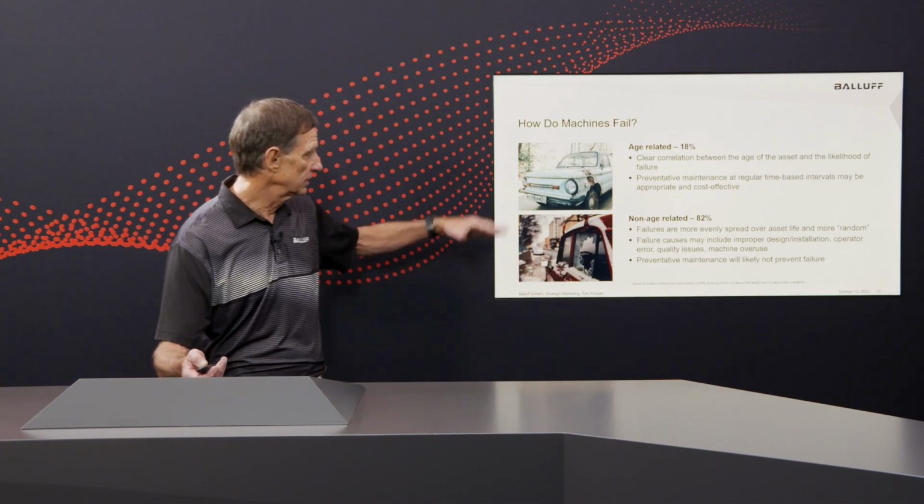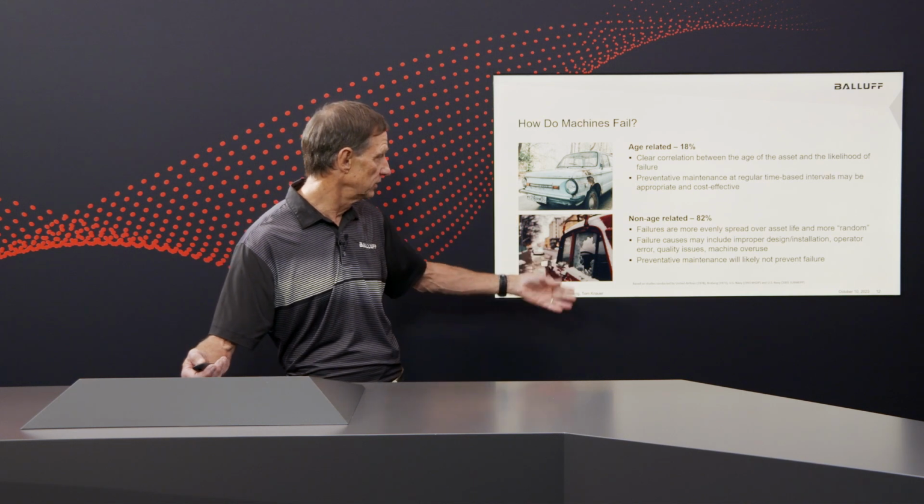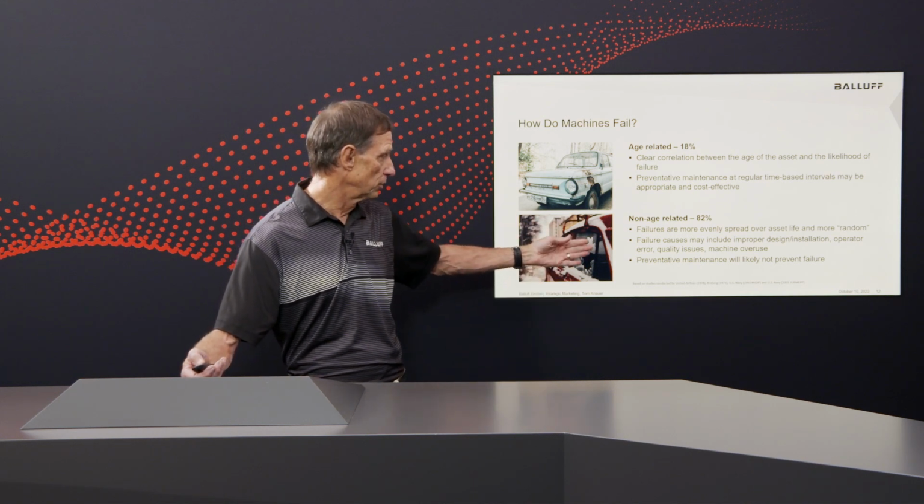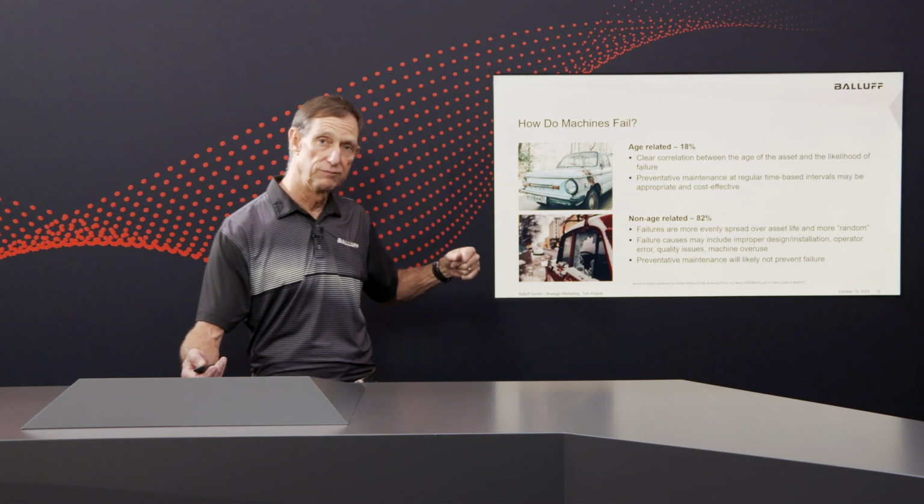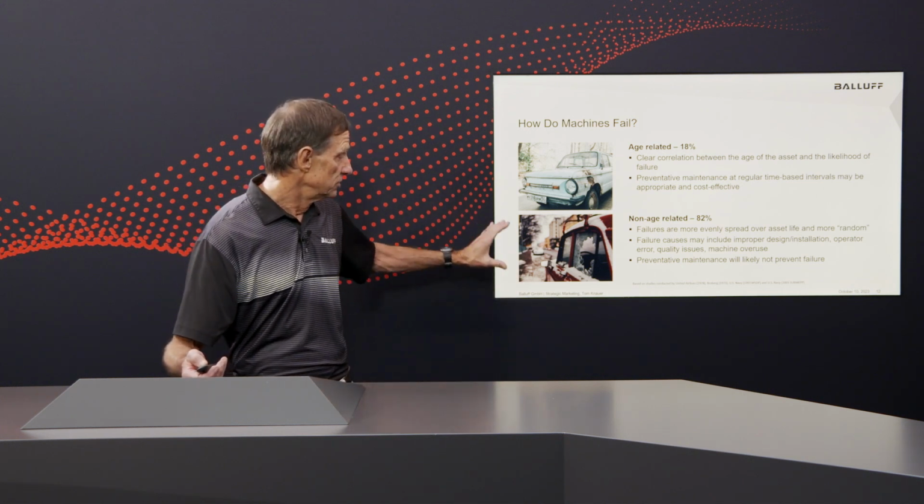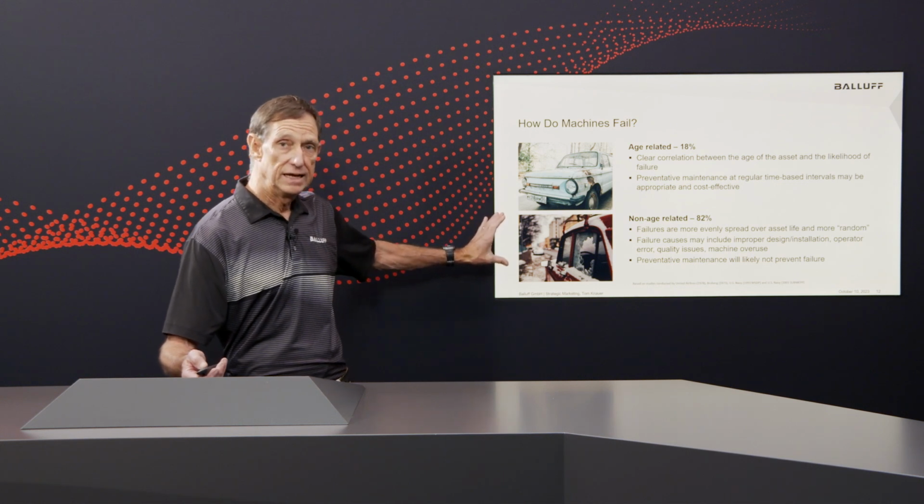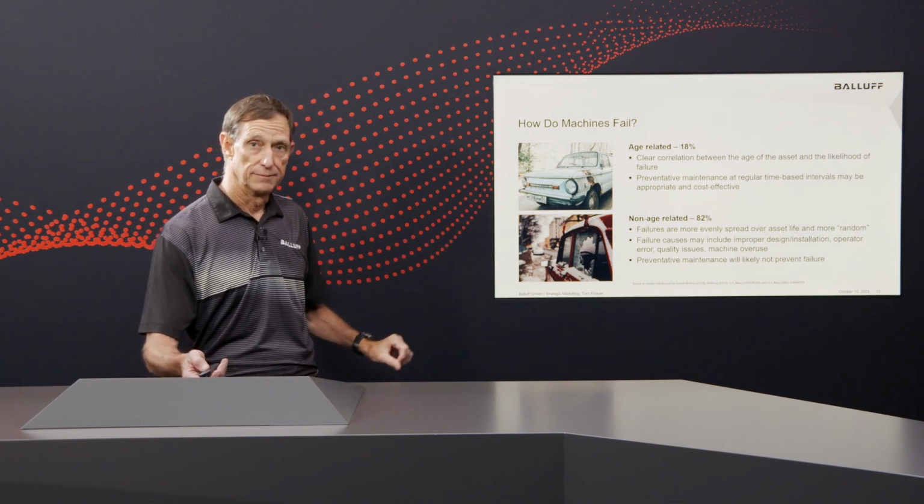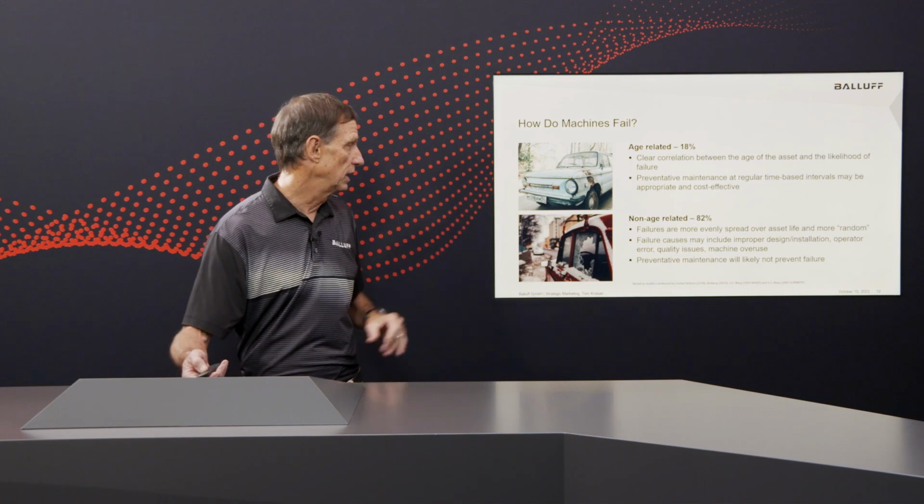And so if we look at these 2 different types of failure, it's pretty clear that the large majority of failures, based on the studies that we've looked at from the US Navy, United Airlines, and some other sources, indicate that at least 80% of failures are non-age related and therefore would not be addressed by preventative maintenance.